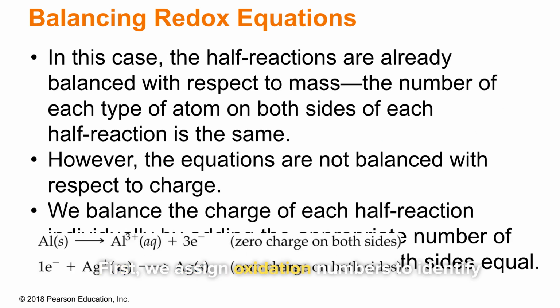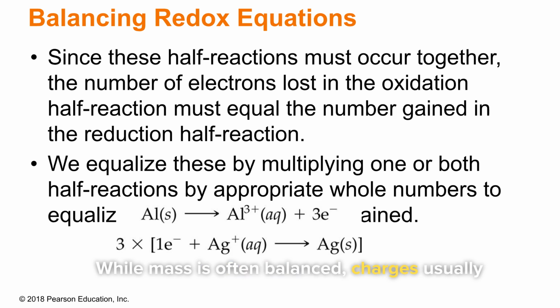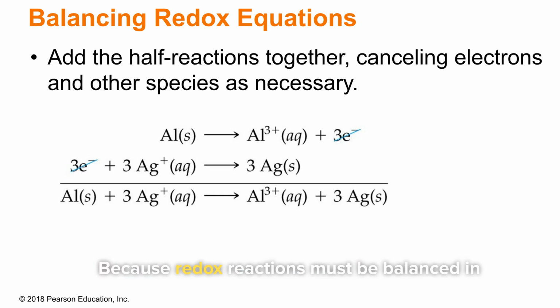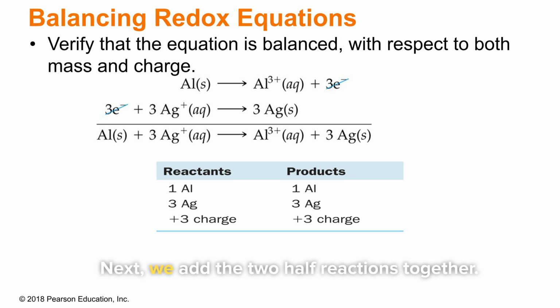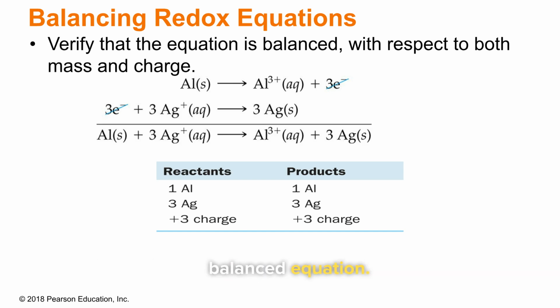First, we assign oxidation numbers to identify the components being oxidized and reduced, then divide the overall equation into two distinct half reactions. While mass is often balanced, charges usually need adjustment. We add electrons to each half reaction until the net charge on both sides is equal. Because redox reactions must be balanced in terms of electron flow, we multiply the half reactions as needed so that the number of electrons lost equals the number gained. Next, we add the two half reactions together, carefully canceling out the electrons and any other redundant species to arrive at the final, balanced equation.